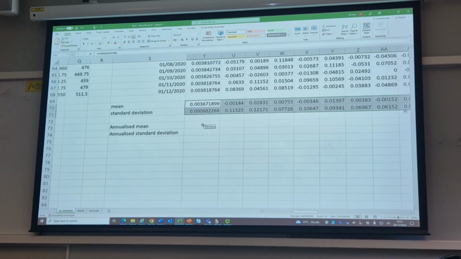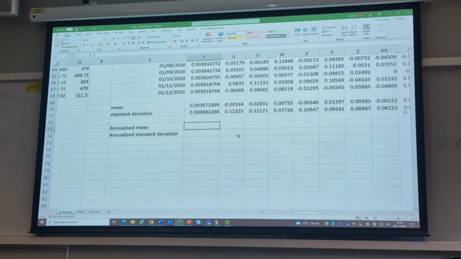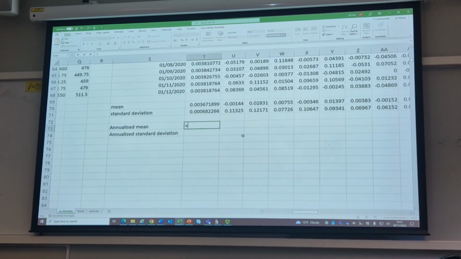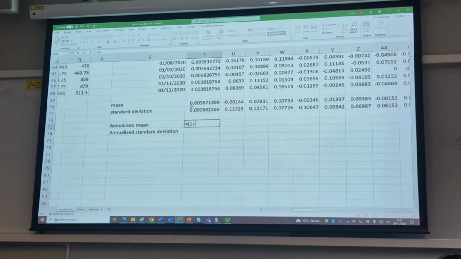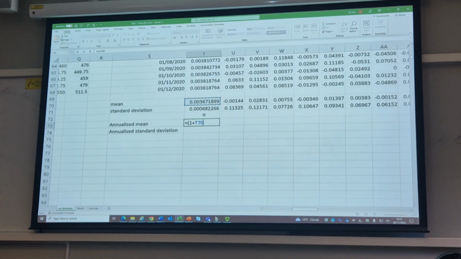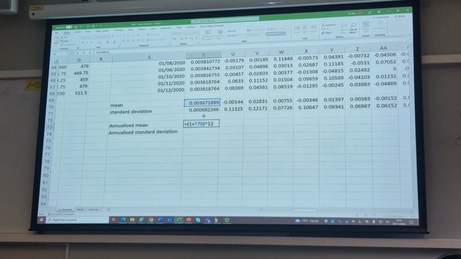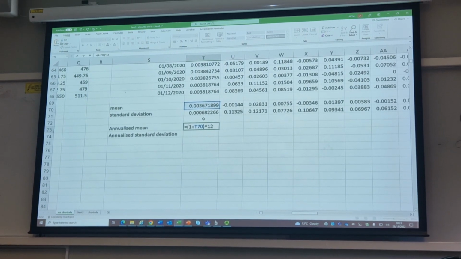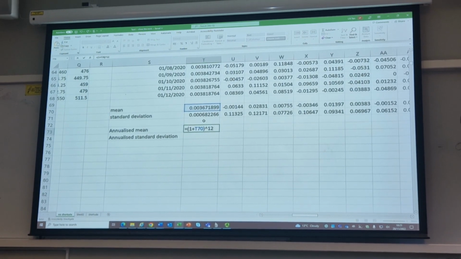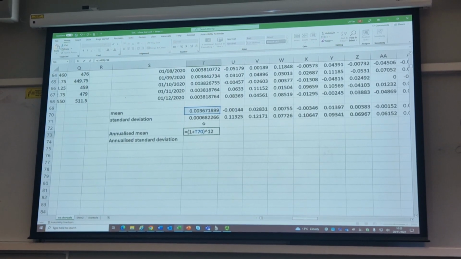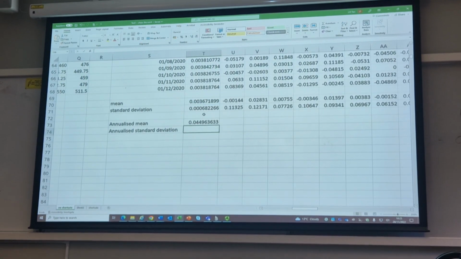Are we clear? For the annualized mean, it's the other way around, right? So it's 1 plus the monthly return, then to the power of 12. Earlier it's 1 over 12. Now we convert the monthly return to annual return, so it's to the power of 12, and then minus 1.